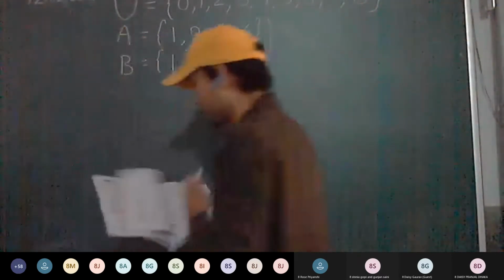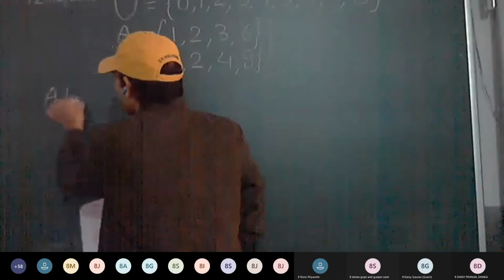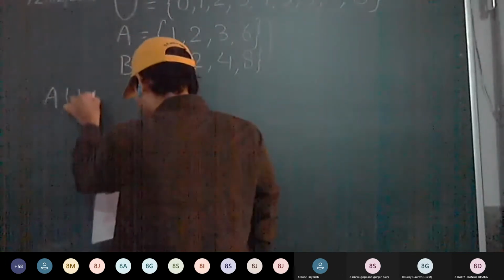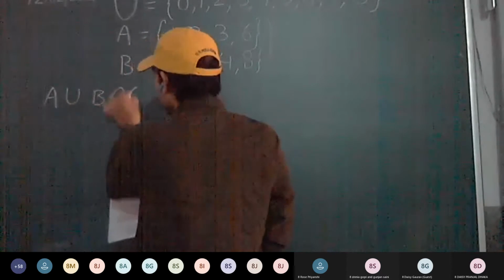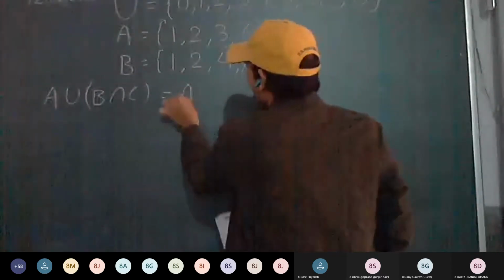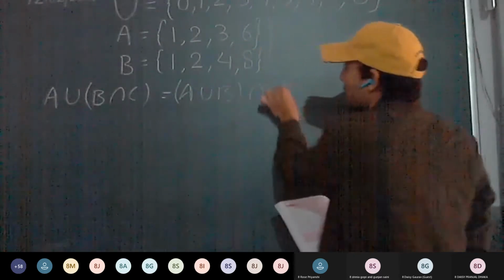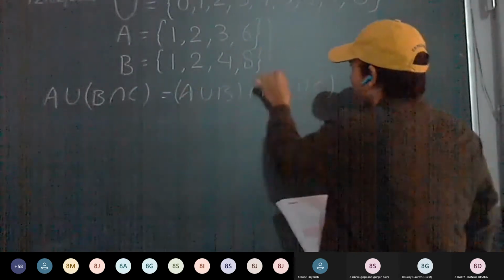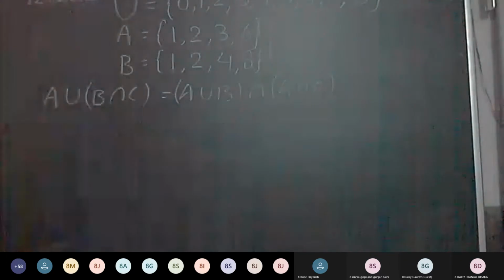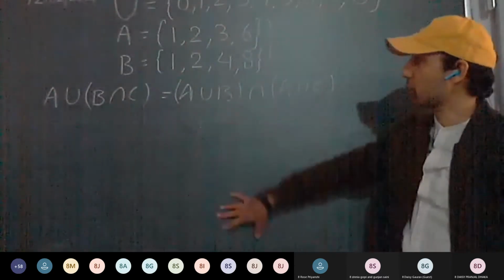So first, we have to verify A union (B intersection C) equals (A union B) intersection (A union C). This you have to verify. Okay. Have you got attention here? This you have to verify.